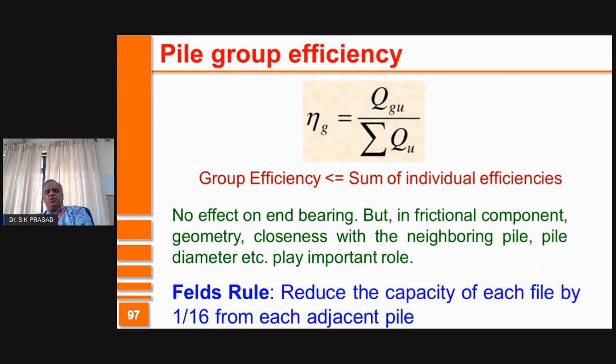Therefore, group efficiency eta G is equal to the pile group's capacity Qg,u divided by the summation of Qu, which is the sum of the individual piles' capacities. So eta G will always be less than or at the most equal to 1 or 100%.